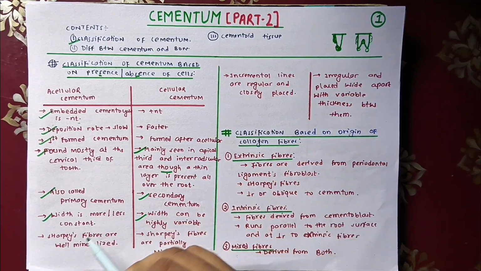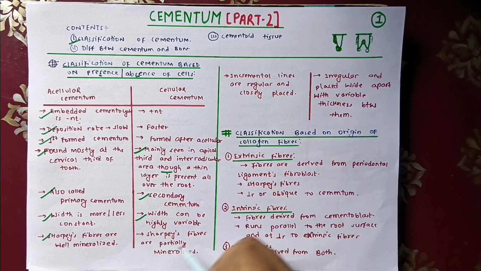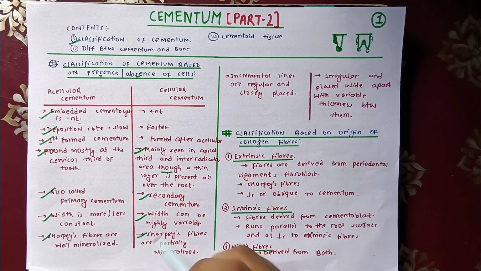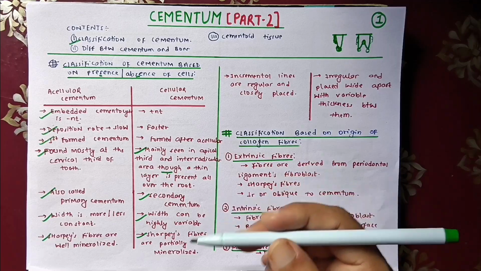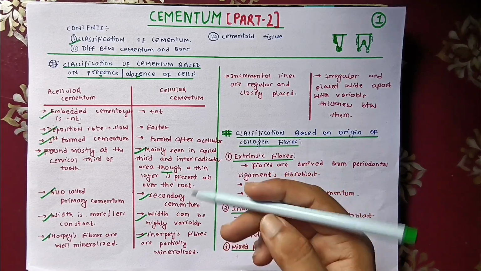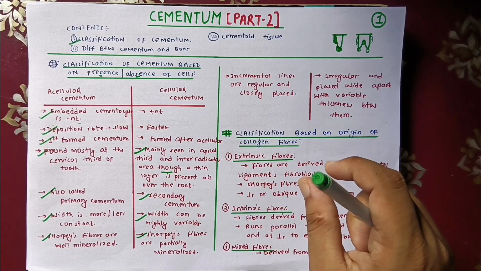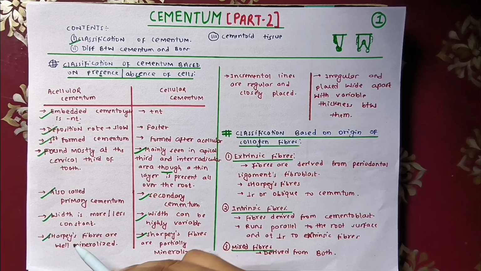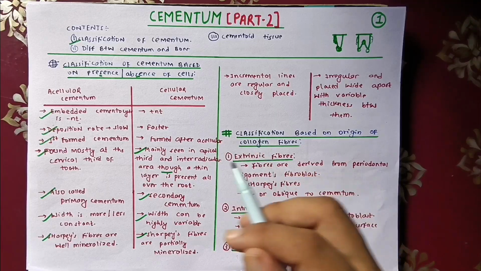Another point is that surface fibers are well mineralized in acellular cementum, and in cellular cementum surface fibers are partially mineralized. I will discuss surface fibers properly in the periodontal ligament video, but for now just remember. The periodontal ligament consists of collagen fiber bundles connecting the cementum of the root of the tooth with the alveolar bone. Surface fibers are those portions of the periodontal ligament that are inside the cementum.